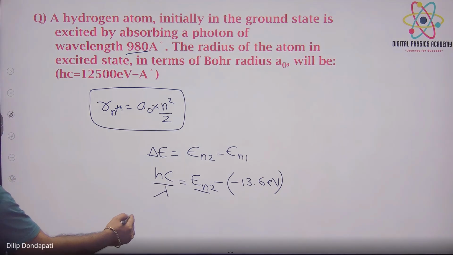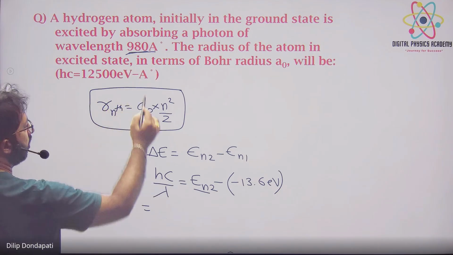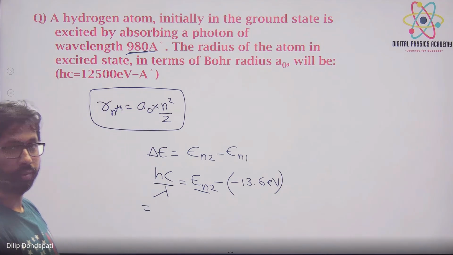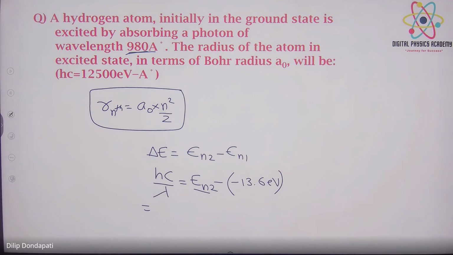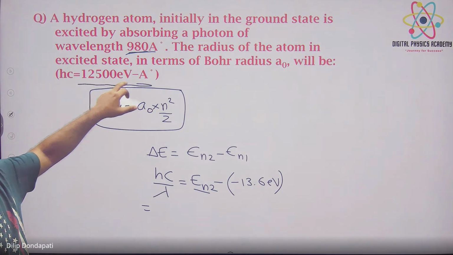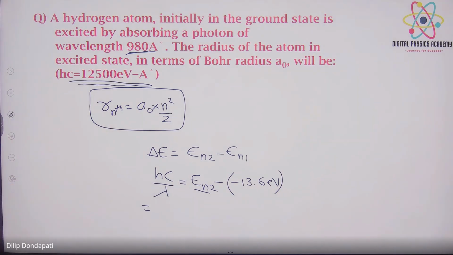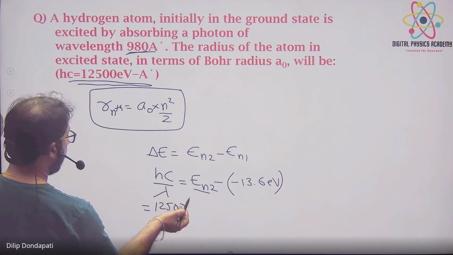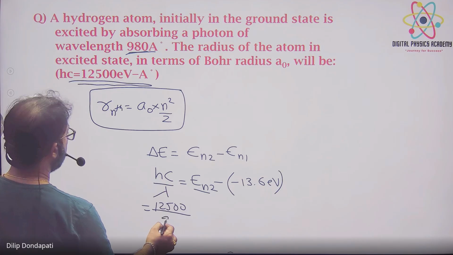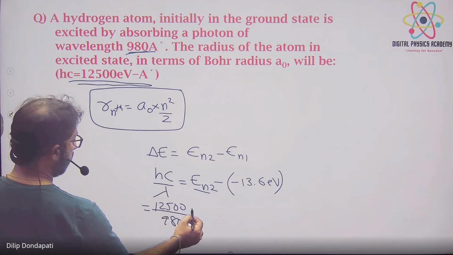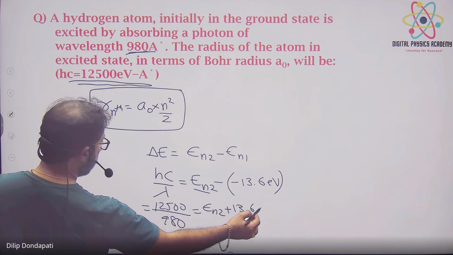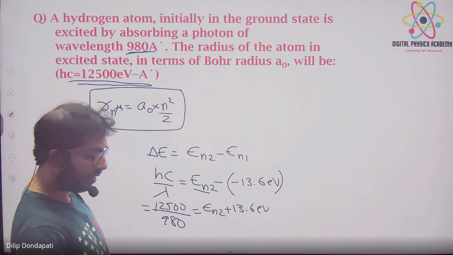Or we know hc by lambda, with lambda in angstroms, is 12400. Use that. He only told this one, so no need of that also. 12500 is correct, A is correct. So hc is 12500 eV angstroms by lambda, which is 980 angstroms, is equal to En2 minus (minus 13.6). Use the calculator and do the total.